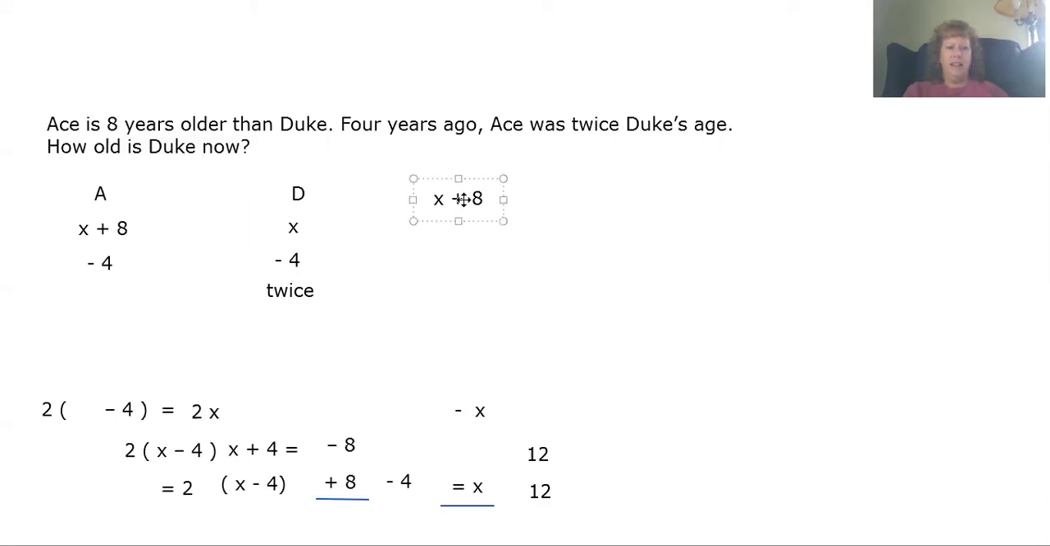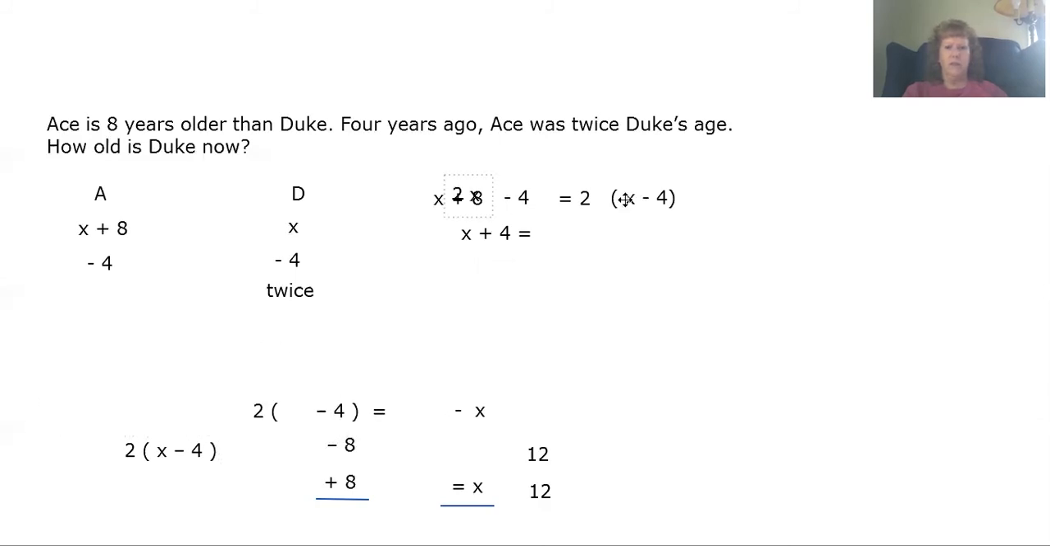So x plus 8 minus 4 is equal to twice x minus 4. On this side of the equation, we have x plus 8 minus 4. So 8 minus 4 would be 4. So that side of the equation is going to be x plus 4. And this side will distribute the 2, for 2 times x is 2x, and 2 times 4 is 8.